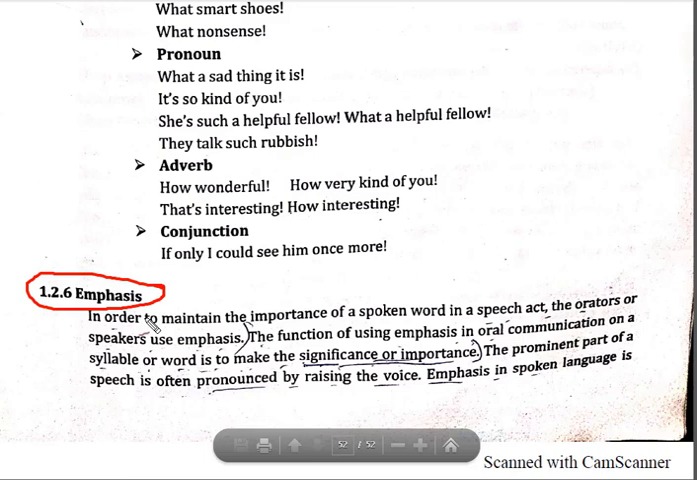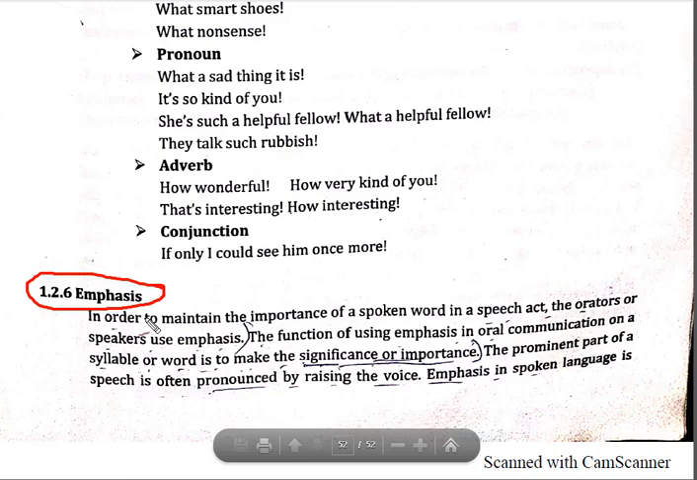The function of using emphasis in oral communication on a syllable or a word is to make the significance or importance. Now, wherever you go and you use the words with full confidence and with full stress or accent on the words, it automatically shows your importance on the words. It automatically shows what you are going to say, what you are going to share with other people. Because wherever you put the stress on the words, these words become very important for the listeners, because they are listening to these words.